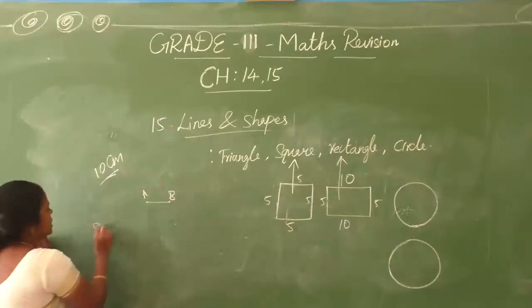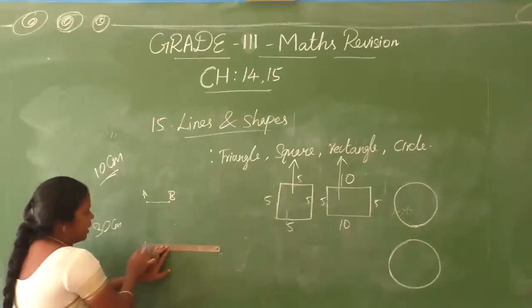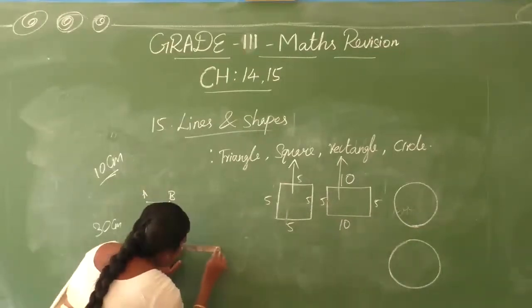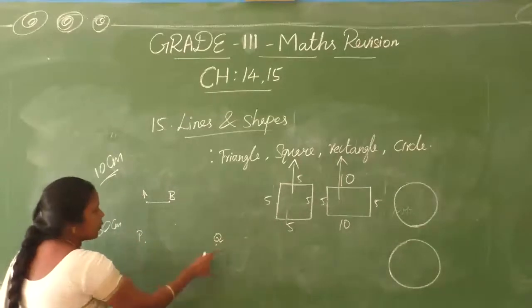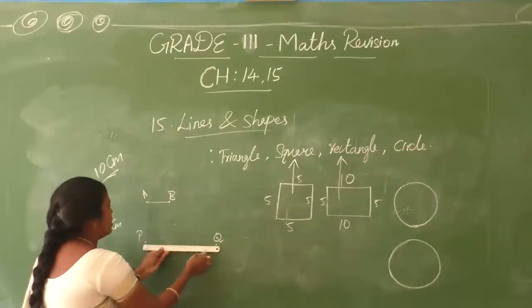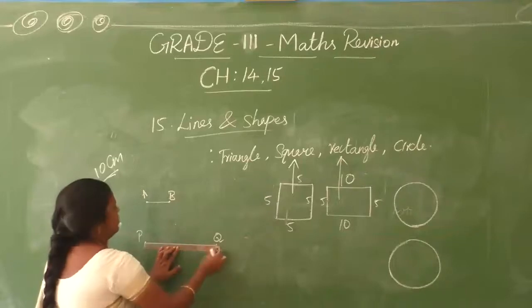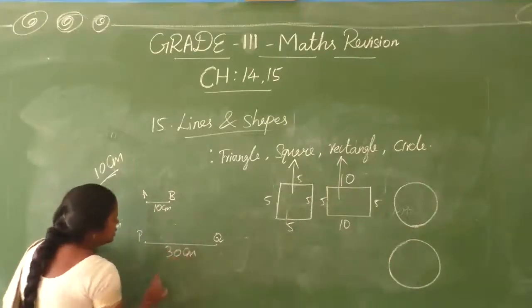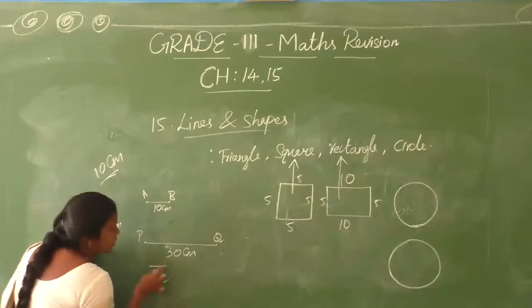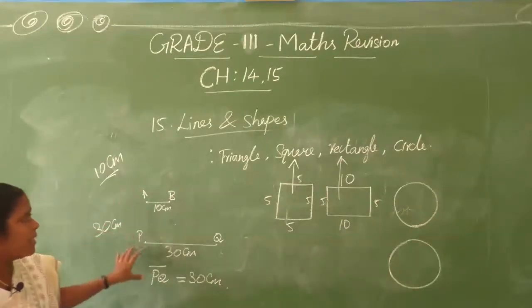Suppose you want 30 centimeter, what to do? Against 0 on the scale, you keep a dot. Consider that as P. Where is 30 centimeter coming? Here. So this is point Q, P and Q. The distance between P and Q is here. This is 10 centimeter, this is 30 centimeter. So we can write PQ, with the line segment symbol like this, is equal to 30 centimeter. Understood, children? This is the way to draw a line segment for the given measurement.